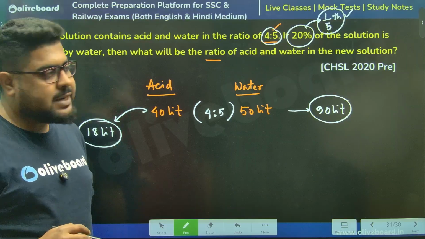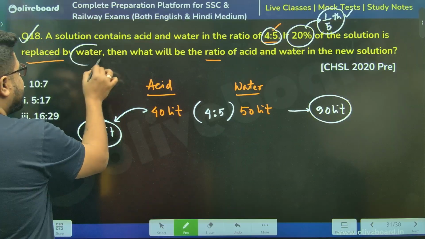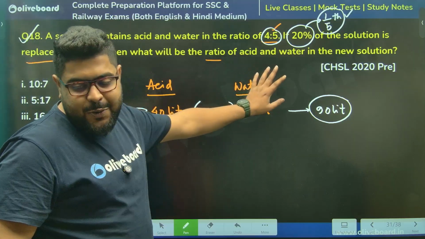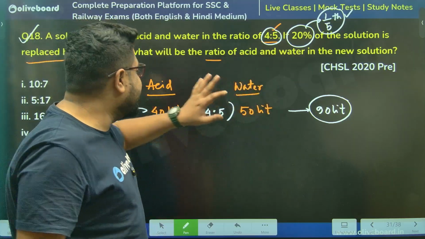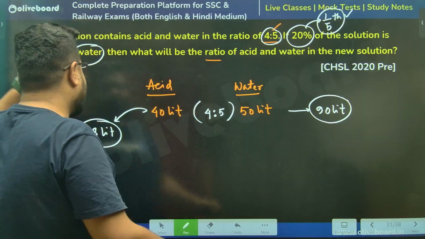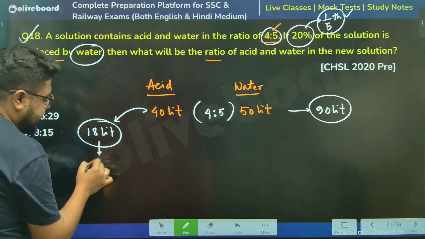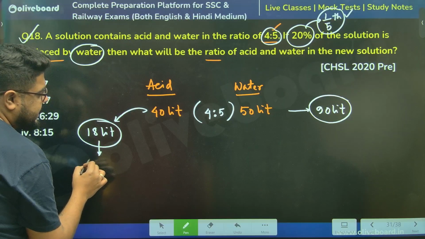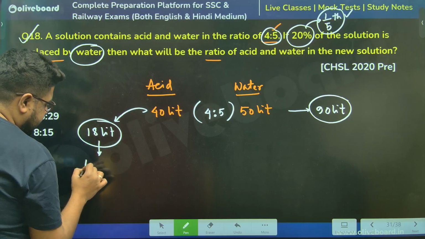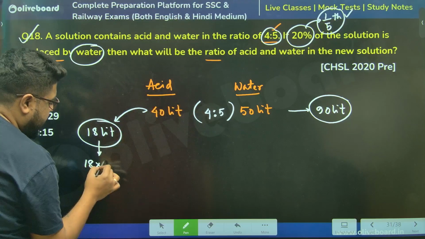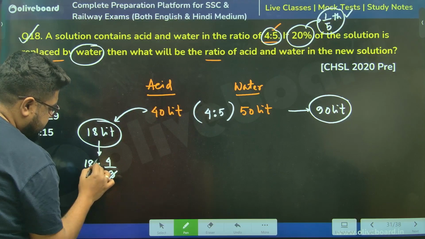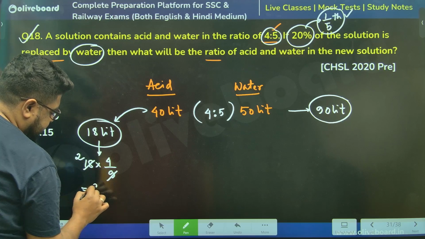Now, so you see, I am replacing this by water. So I'll not calculate water. Water will be difficult to calculate. I'll only calculate the acid. So how much acid will be there in this 18 liters? You will say, sir, in this 18 liters, the acid will be 18 into 4 parts out of 9 parts. So that means 8 liters acid, sir.